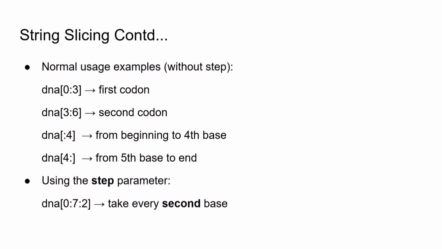Now if we want to skip characters, we can use the step parameter. For example, DNA and within square brackets we write 0:7:2 starts at index 0 and then jumps 2 characters at a time. So we get every second base in the sequence. We will see all these examples in detail later while coding in our Jupyter notebook.